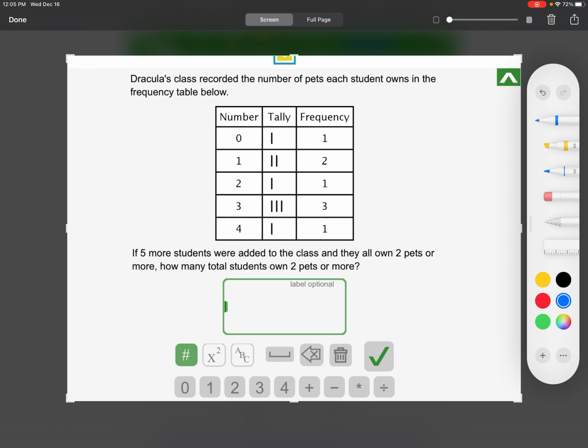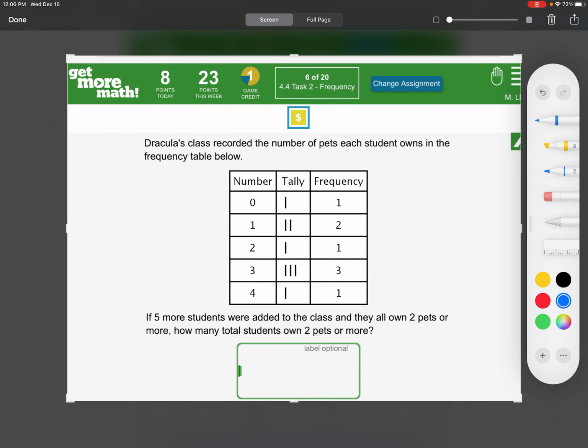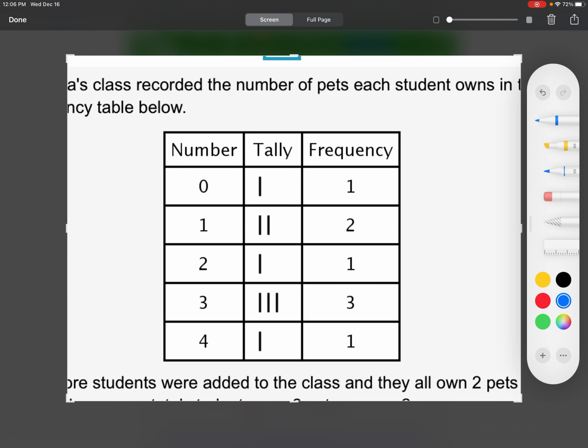Simone was saying Dracula's in all of the questions. Dracula's class recorded the number of pets each student owns in the frequency table. All right, so let's be clear. There was a lot of people that were confused by this. Number of pets is what's on the left. The tally is the recording and the frequency of those pets.